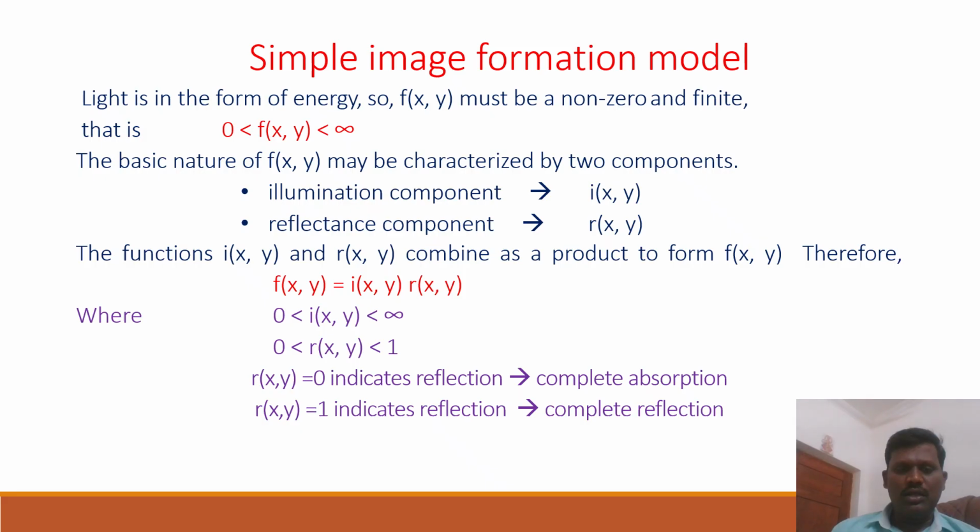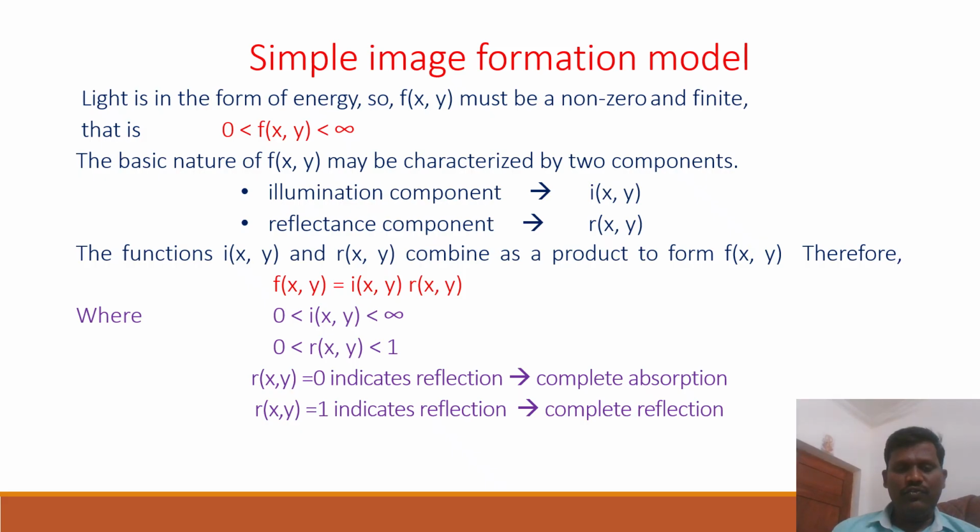As you know, I is the light illumination. Generally it ranges from 0 to infinity, so we write 0 less than I of x comma y less than infinity, whereas R of x comma y is the reflectance. Depending upon the property of the object, the object may absorb the entire light that falls on it, or reflect some 50% or 20%, or reflect completely. So depending upon the light illuminated on the object and the property of the object, it may reflect completely, or there may be zero reflection.